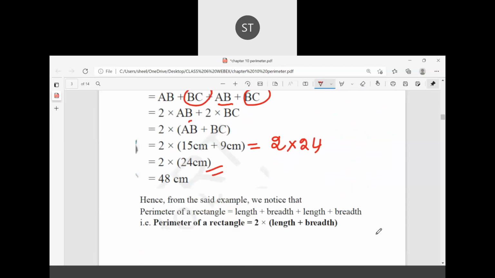So 2 times of length, 2 times of breadth. So what is the formula we are getting? Perimeter of the rectangle is equal to 2 into (length plus breadth) only. So this is the perimeter. We already learned, in short we will use L and B only. So 2 into (L plus B). Okay. So this is the formula.